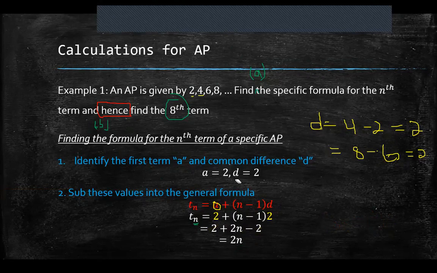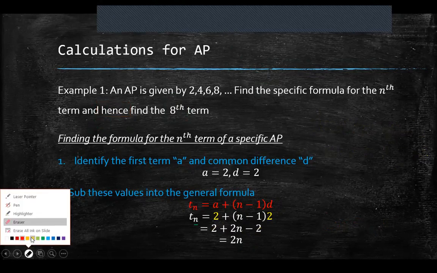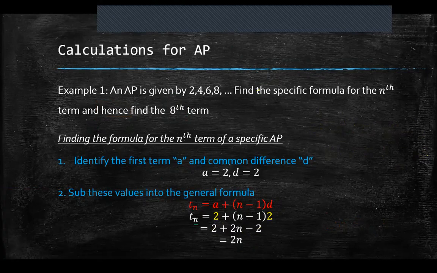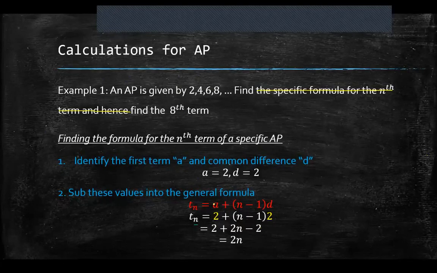But you've probably also done this in school. Let's say this is the example. So they gave me the AP 2, 4, 6, 8, but let's just say they asked me to find the 8th term. So let me cross off this. They then asked me to find a specific formula for the nth term. All they said was, okay, this is the AP 2, 4, 6, 8, find the 8th term. You don't have to go find the specific formula for the nth term.